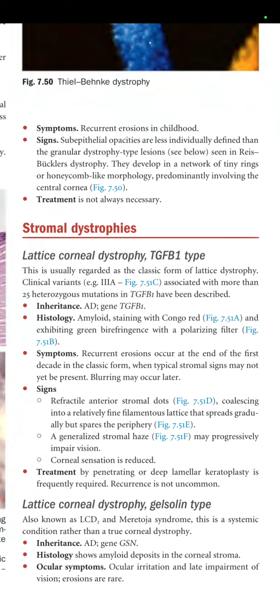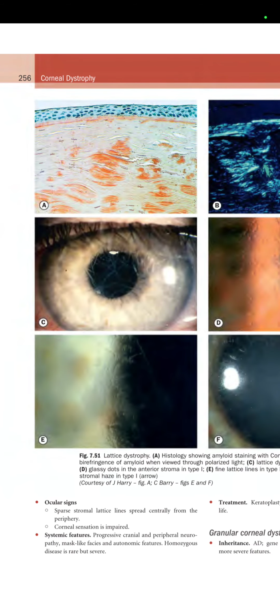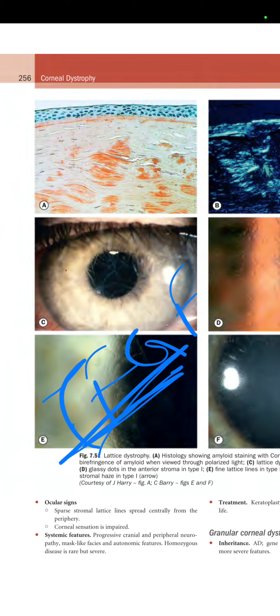Histology shows amyloid deposit in the corneal stroma. Ocular symptoms: ocular irritation and late impairment of vision. Erosions are rare. Ocular signs are sparse stromal lattice lines spreading centrally from the periphery. So remember that the TGFB1 type does not involve the periphery, but this type involves the periphery as well.